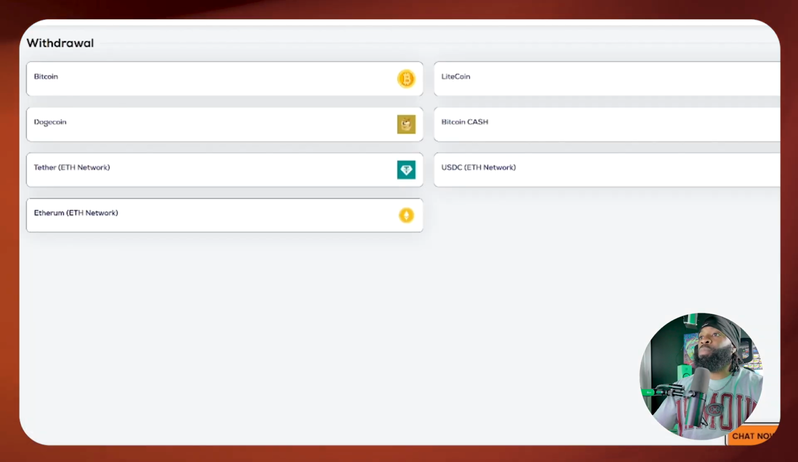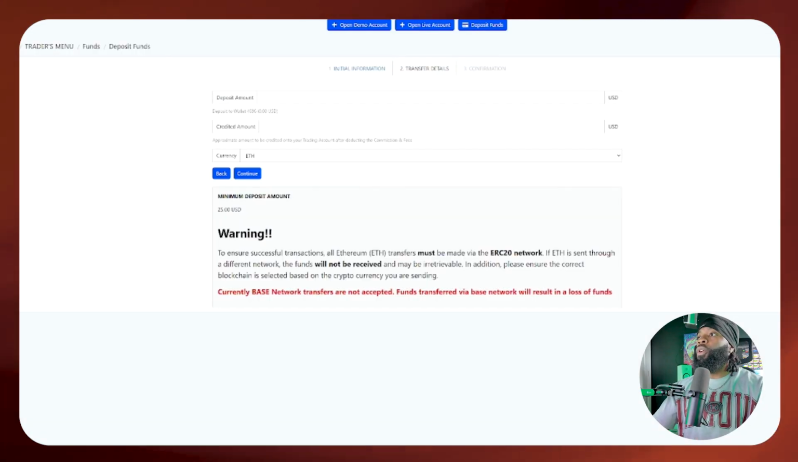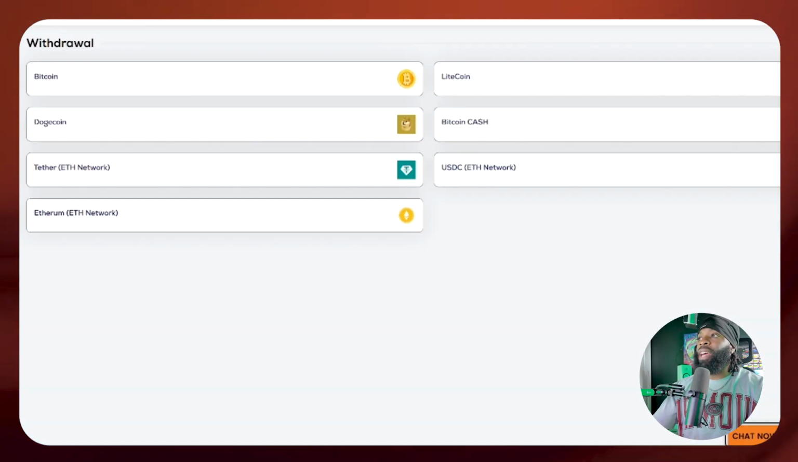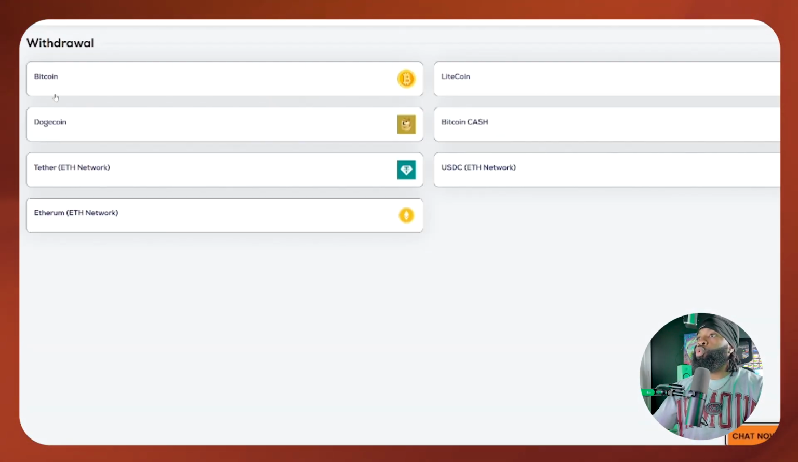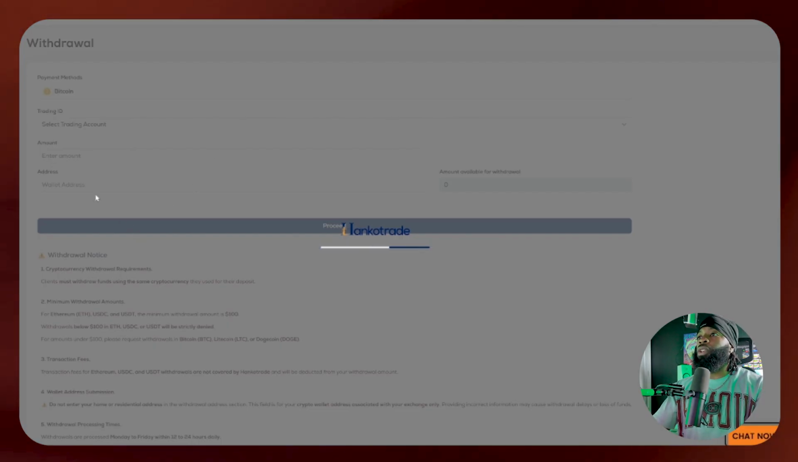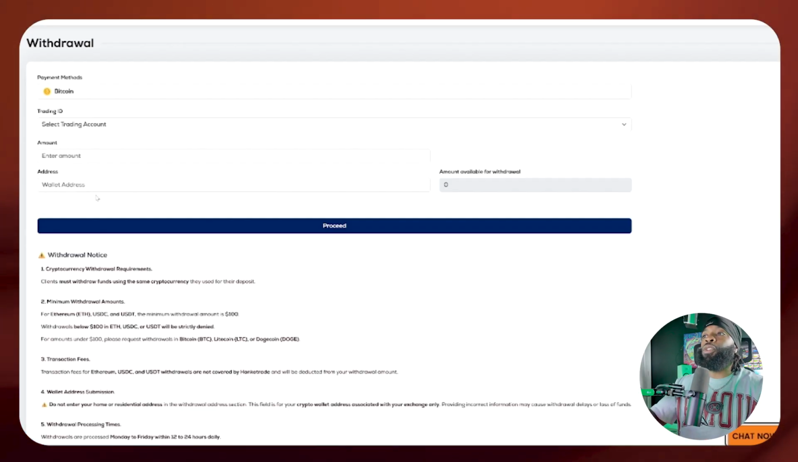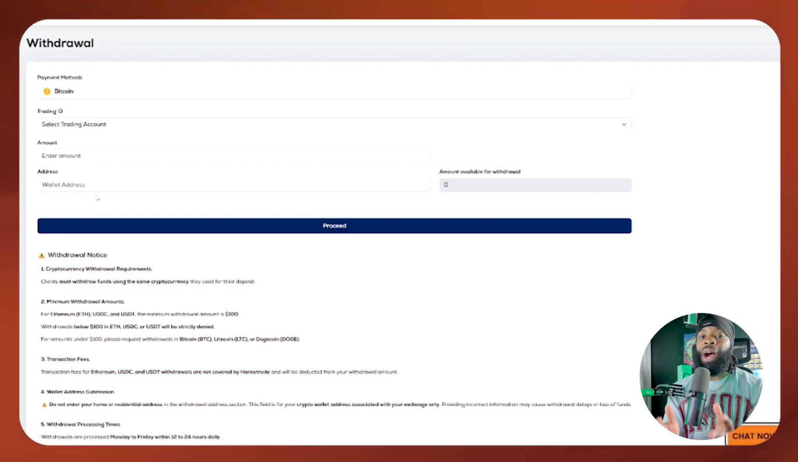So the withdrawal process is pretty simple with both platforms. Simple as you literally come to withdraw on the left hand side, whether this is with HankoTrade or whether this is with GatesFX. And all you're going to simply do is choose which withdrawal process you want to go through, whether this is Bitcoin, Doge, Tether, Ethereum, and so forth. When you do that, all you simply want to do is enter the amount. And when you do enter the amount, it's going to next have you put in your actual wallet address.